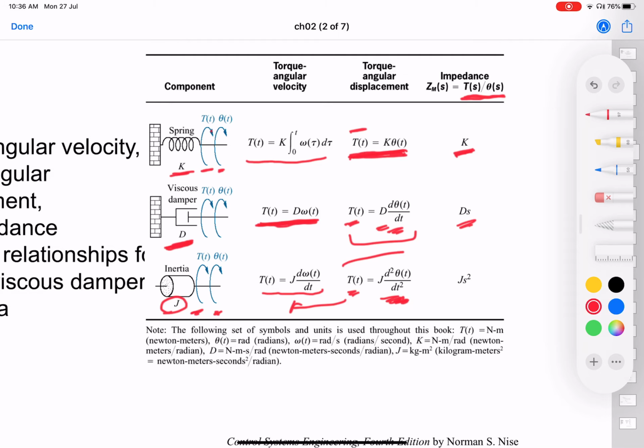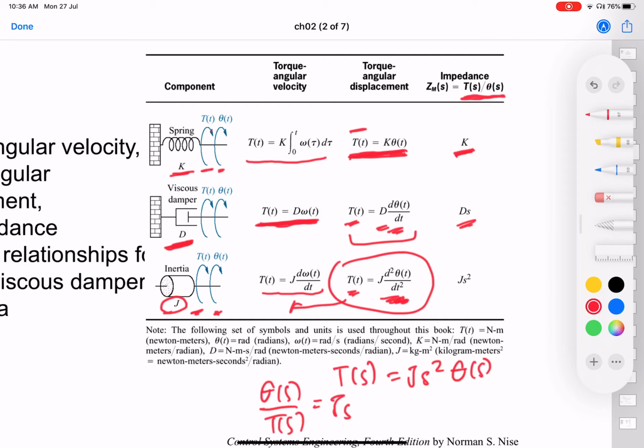If you take the Laplace transform of this equation, you will get T of s is equal to J s squared theta of s. And if you want to write down T of s by theta of s for this, you'll get J s squared. So that's what you get here. And so you have these three basic impedances in the S domain for rotational systems.